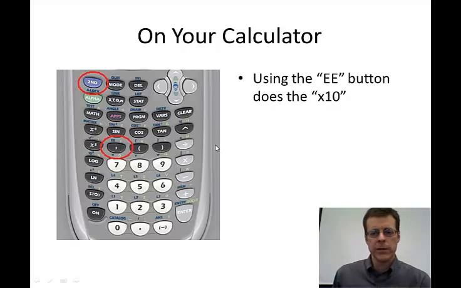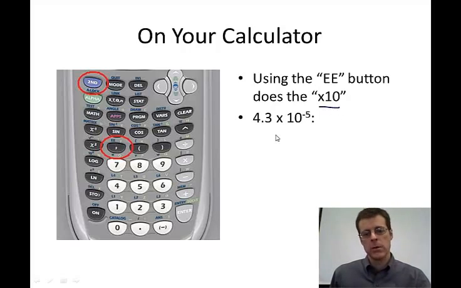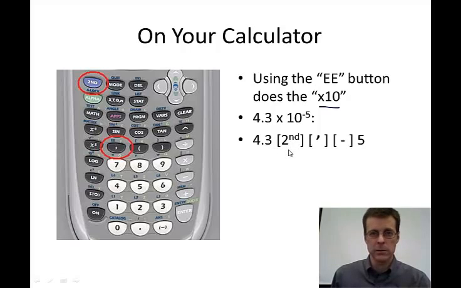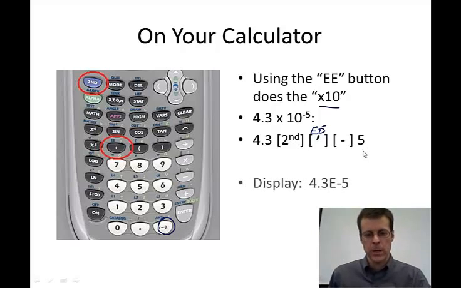When you hit that EE button, or the second function comma, it does the times 10 part for you. So if you want to type in 4.3 times 10 exponent negative 5, you would type in 4.3, easy enough, then the second function to access scientific notation, the comma button, then the negative button down the bottom, and then the 5. Pretty simple. And when you do that, the display is going to be 4.3e, meaning scientific notation, times 10, negative 5, and that's my exponent.